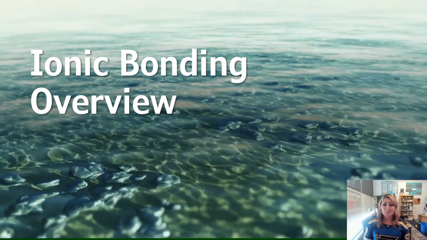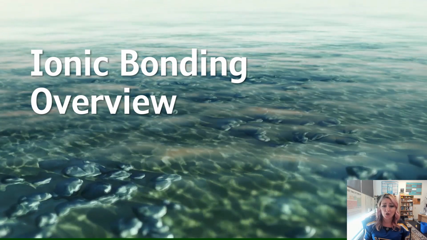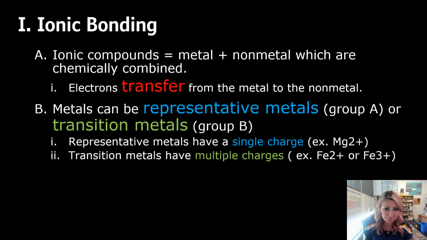In this podcast, we'll go over what ionic bonding is and what that means for compounds. All right, first and foremost, we are talking about ionic bonding. So ionic bonding results in ionic compounds, and ionic compounds are formed between a metal and a nonmetal. You have to have those two components.